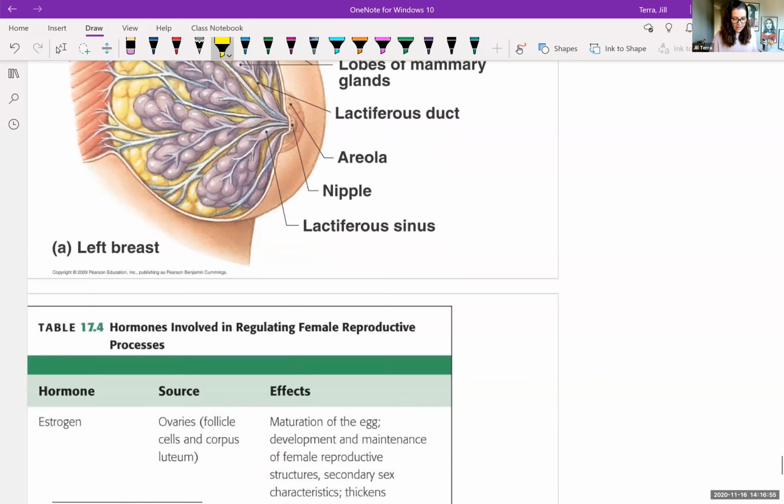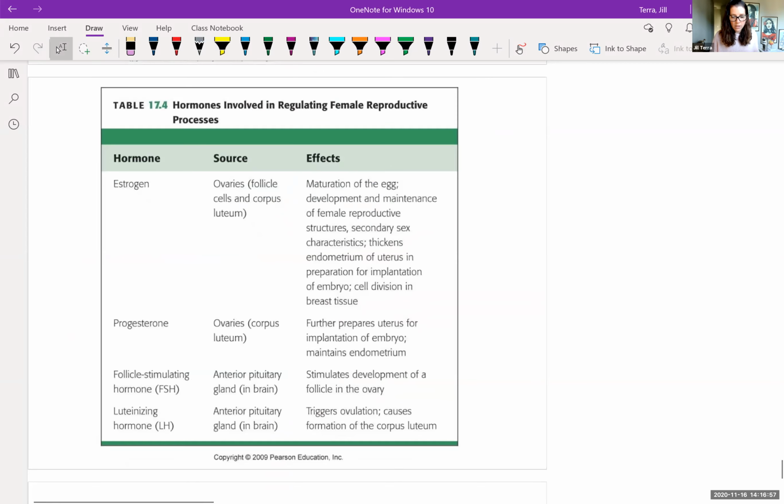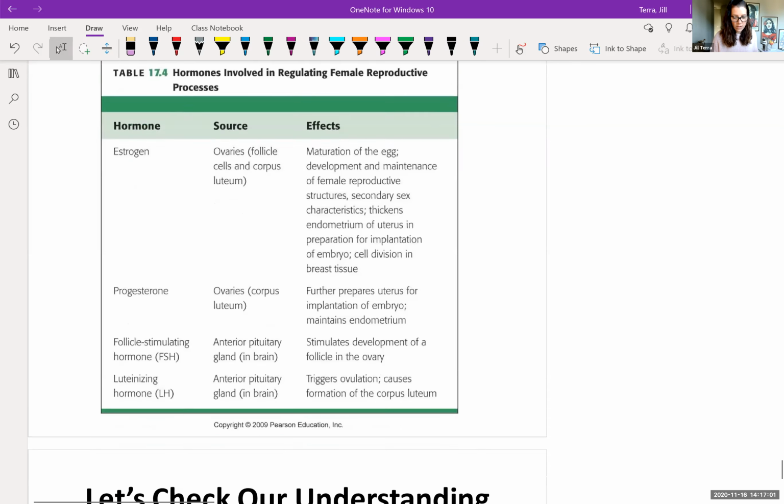Okay, guys, this is a nice little table just to summarize the hormones and their sources and functions.